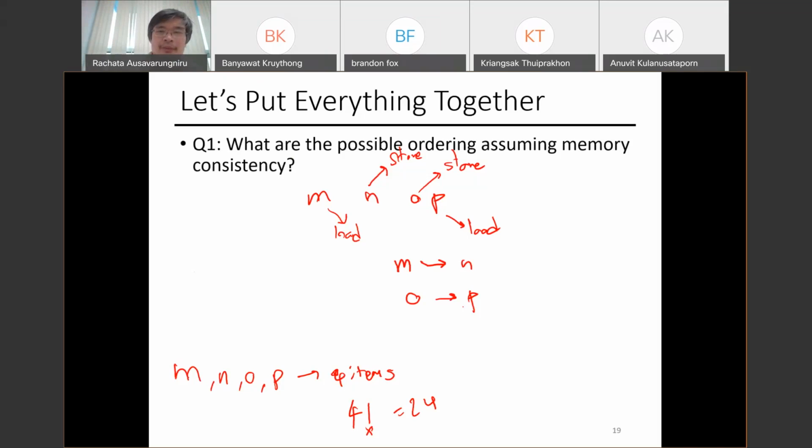Because M and N are from processor one, and O and P are from processor two. Both processors are von Neumann. It's sequentially done. It means that if you have a load to X, store to Y, you should see that order. It should be M before N, and then O before P. So, is it really 24?